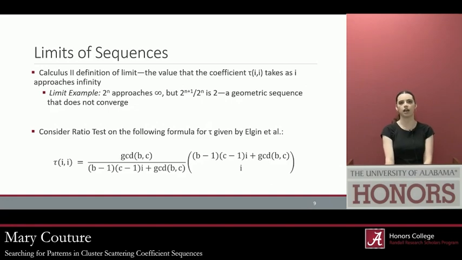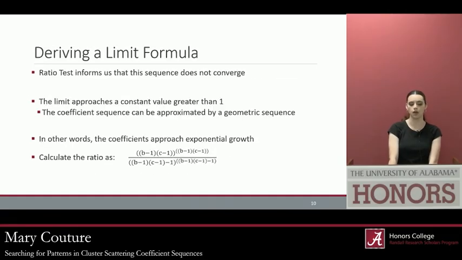Tau of I is the greatest common divisor of b and c divided by a function of b and c, times I, plus that greatest common divisor multiplied by the binomial expansion of the expression there. This is actually a factorial when you write it out, and so it becomes incredibly computationally complex incredibly quickly.